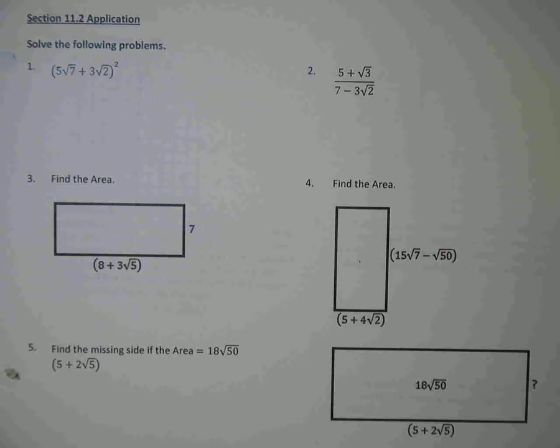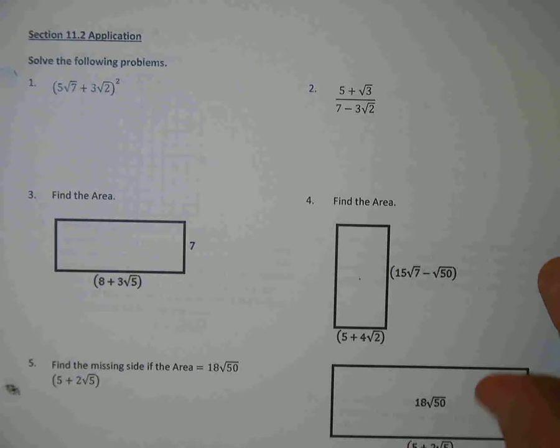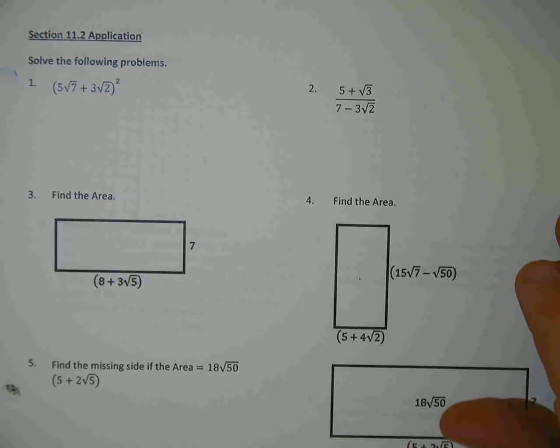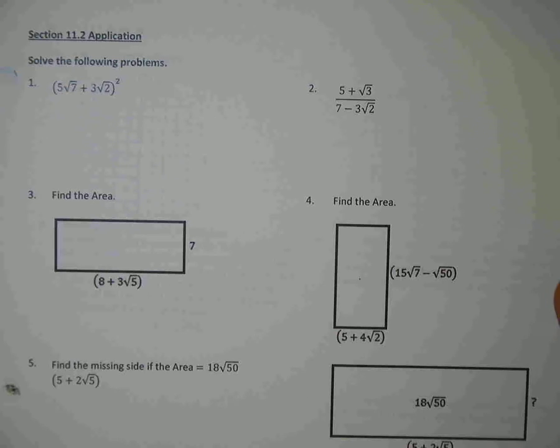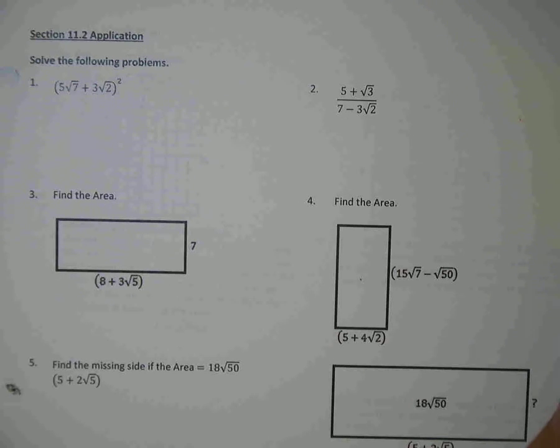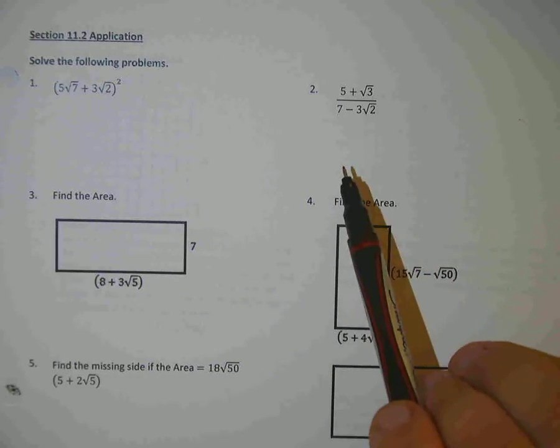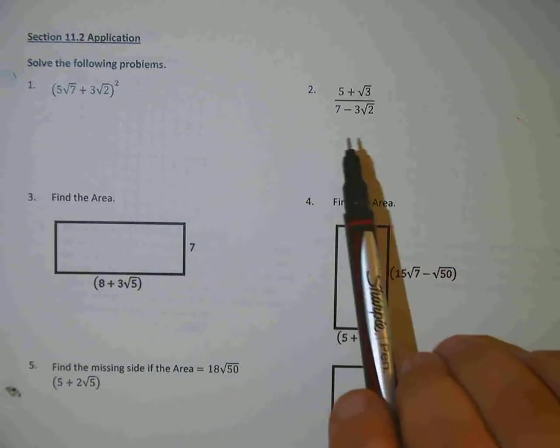In this application walkthrough, we're looking at problems similar to the ones we looked at in Section 11.2 and some possible instances where we might put those learnings into place. In this section, we really looked at performing operations with square root symbols in an expression. Some of the main ones that we're going to look at here are multiplication and division.